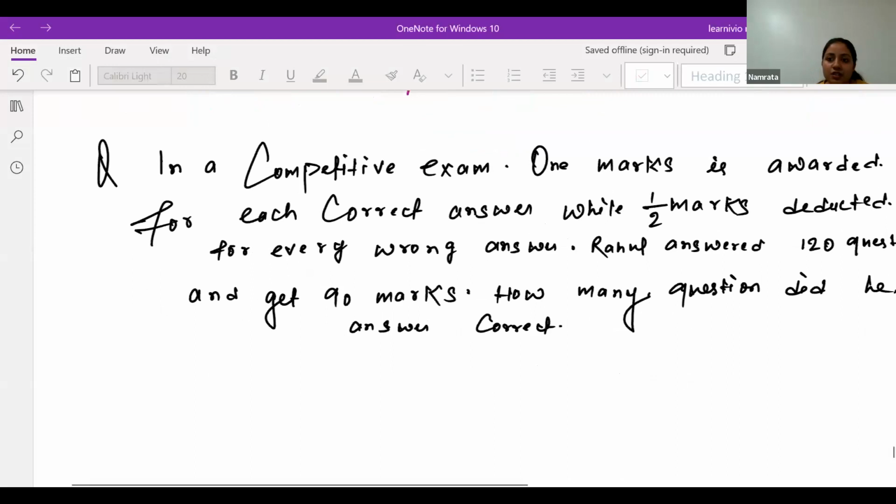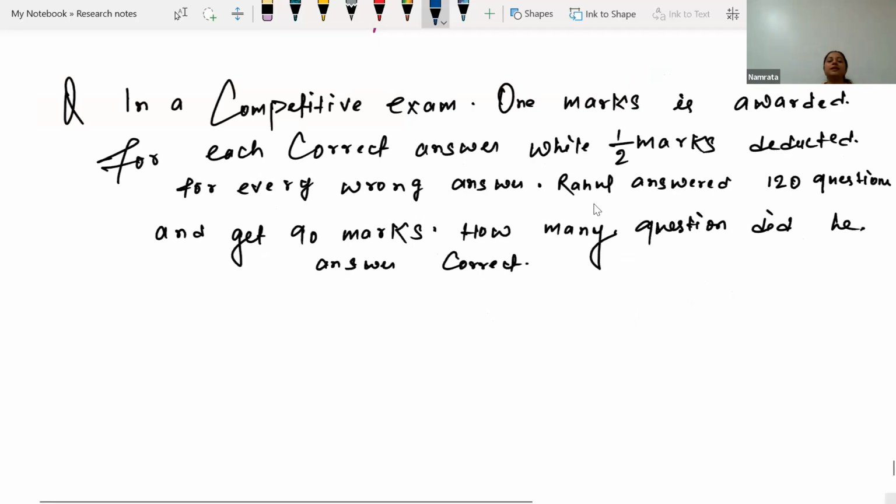Pair of linear equations is covered, no? The method of substitution and method of elimination. Yes, ma'am, it is covered in my class. Okay, then you will be able to do this question. Read it carefully.